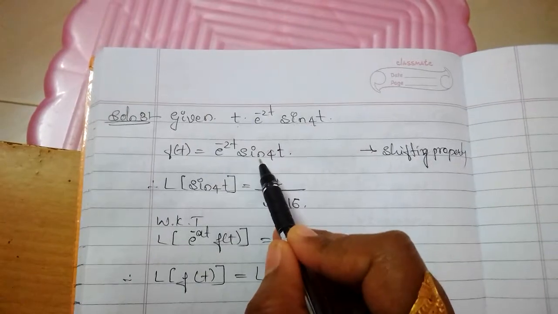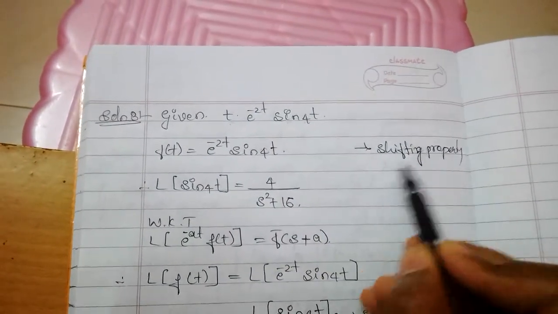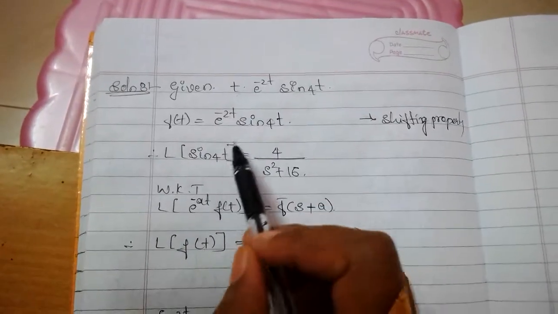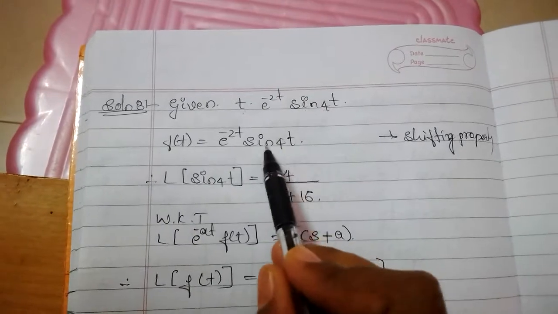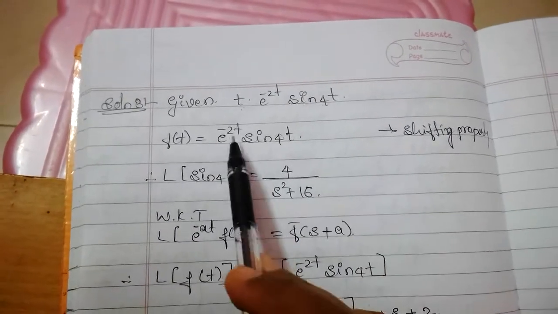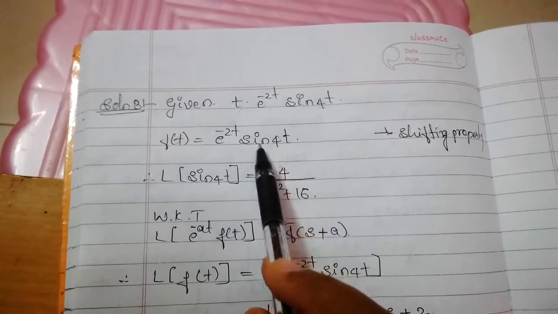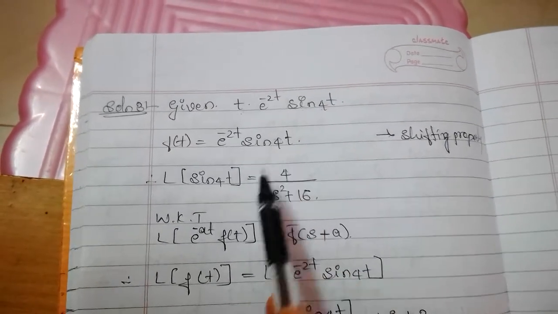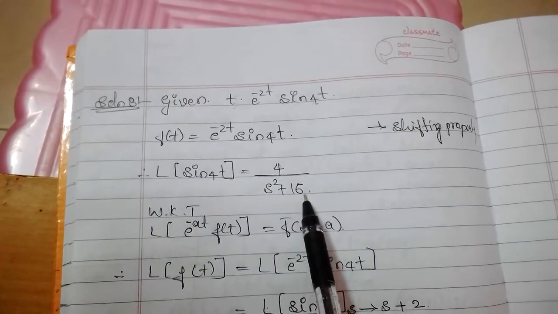Observe this function is of the form e raised to at into f of t, which means we have to apply the shifting property here. First we have to find the Laplace transform of sine 4t, because when it is of the form e raised to at f of t, we first find the Laplace transform of f of t. The Laplace transform of sine 4t is 4 divided by s square plus 16.